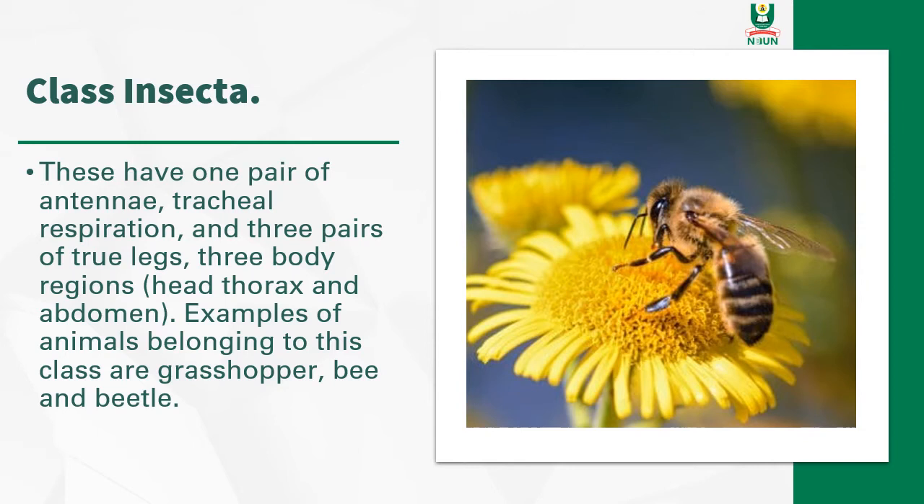And their bodies are divided into three regions. We have the head over here, the thorax, that's the middle section of the body where the wings are, and then the abdomen, that is this long part of the body. So their bodies are divided into three: the head, the thorax, and the abdomen. Examples of these animals are the grasshopper, the bee, like you can see in this picture, and the beetle.